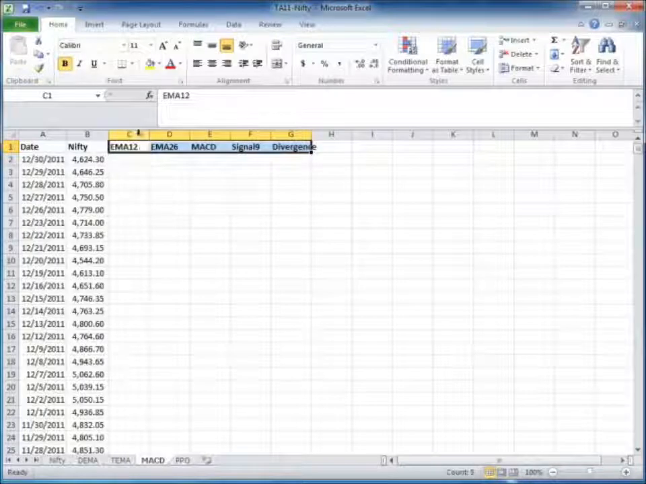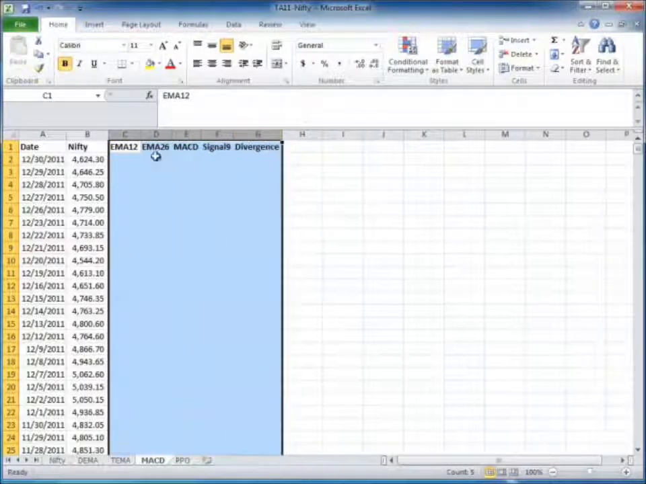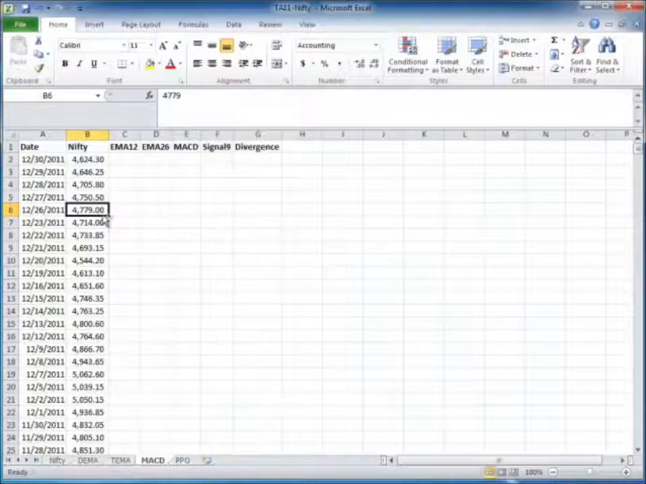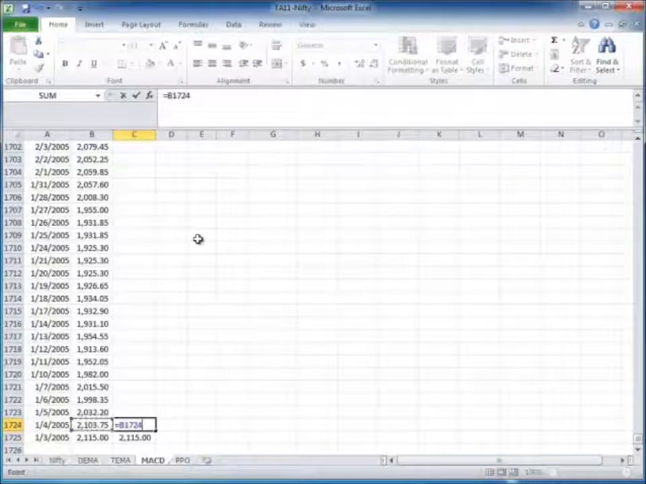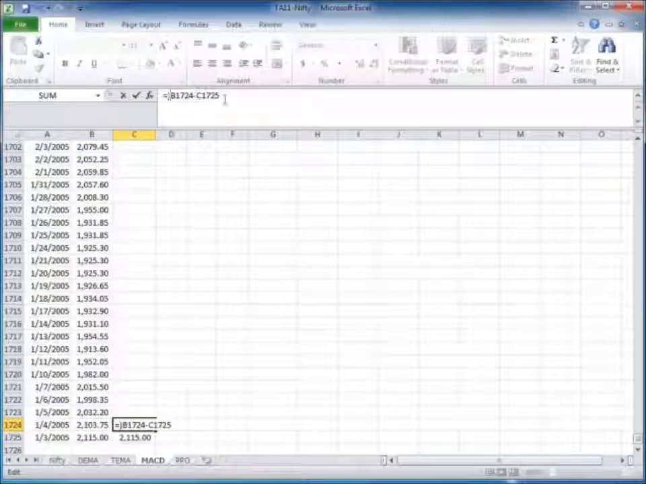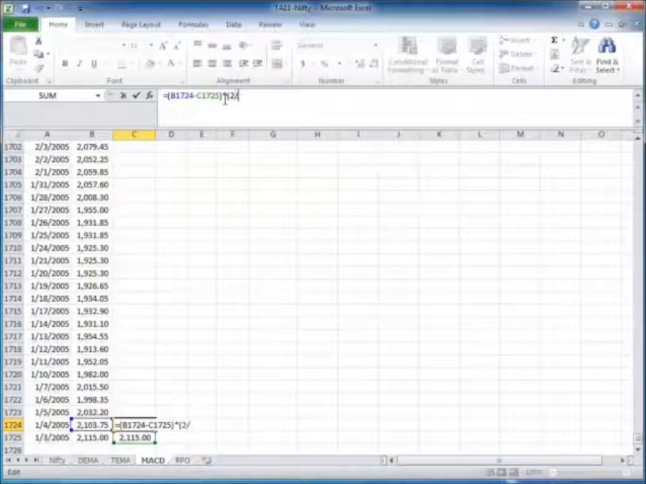So let's just do these calculations. For the EMA 12, we'll copy this value across, and we know the EMA formula is equal to the price minus the previous day's EMA, times 2 divided by, in this case, 12 days, so 12 plus 1, all of that plus the previous day's EMA.